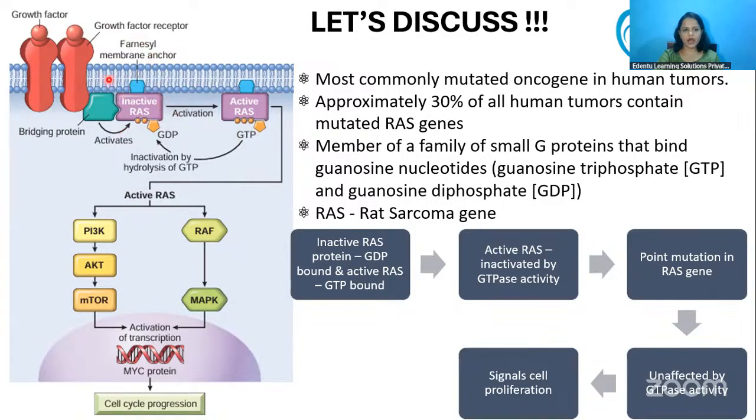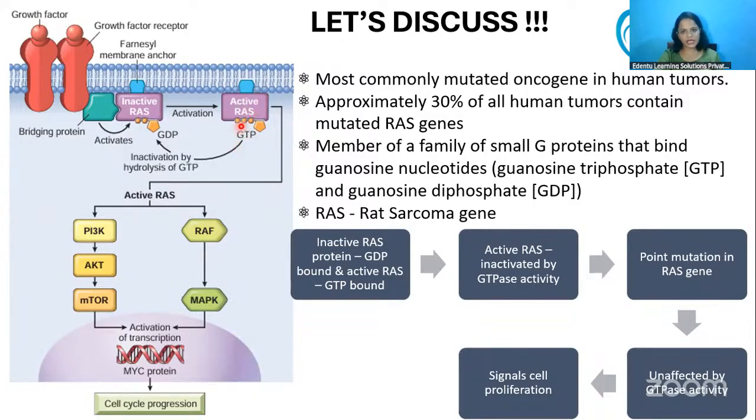They are usually seen near GDP and GTP. GDP is guanosine diphosphate and GTP is guanosine triphosphate. The inactive form of RAS will be bound to the GDP here. But as it becomes active, it will be bound to the GTP.